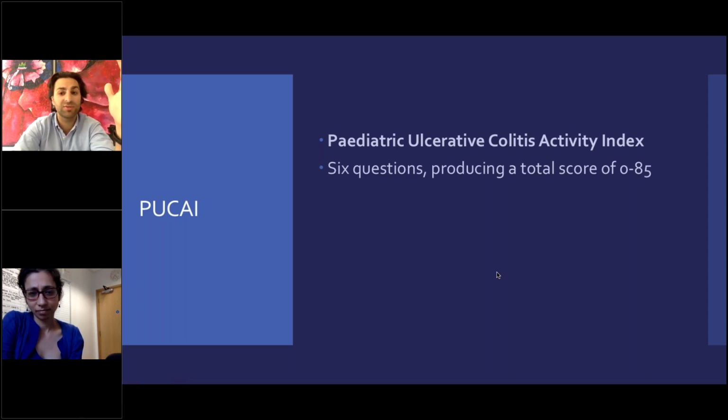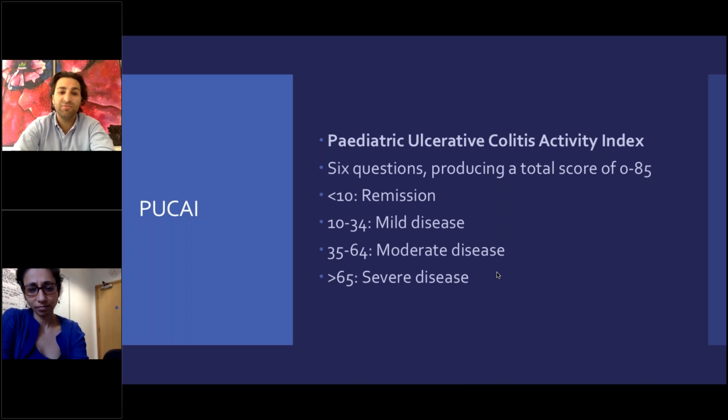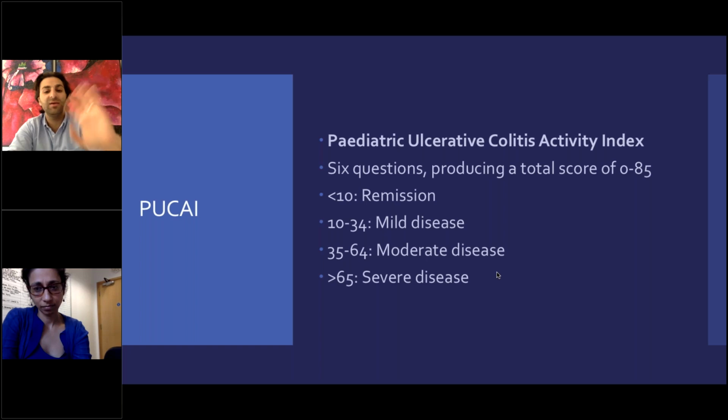You don't have to do examinations, you don't have to do bloods. And you get a score of 0 to 85. If you get a score less than 10, you're in remission. If you score over 65, you've got severe disease. And the other scores are somewhere in between. If you've got severe disease, so a score over 65 or left lower quadrant tenderness, that qualifies you automatically for an abdominal X-ray to rule out toxic megacolon.